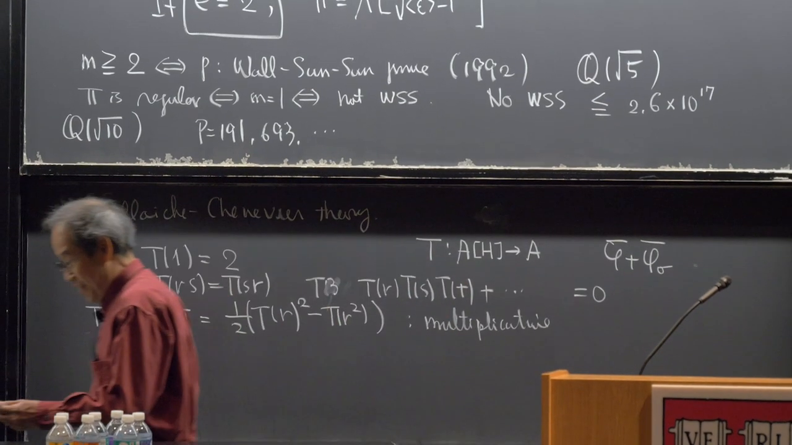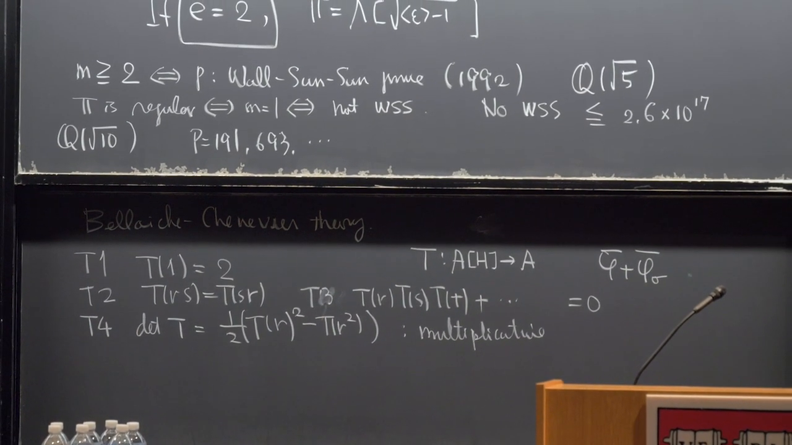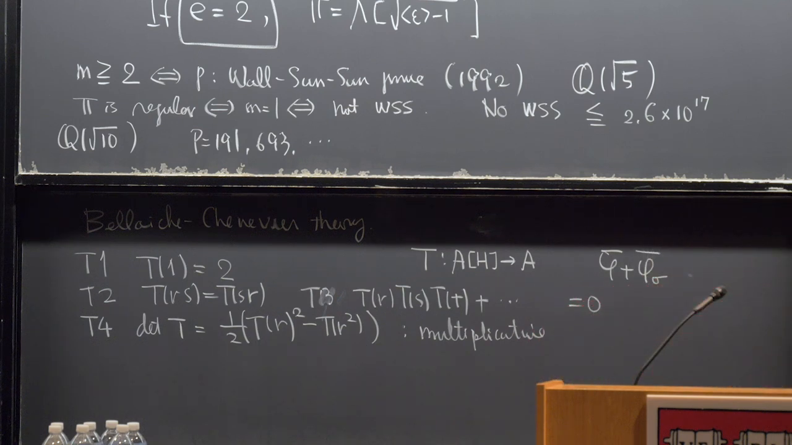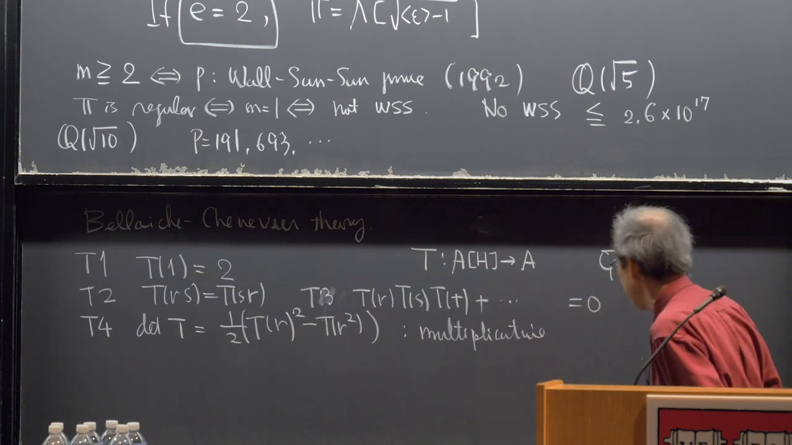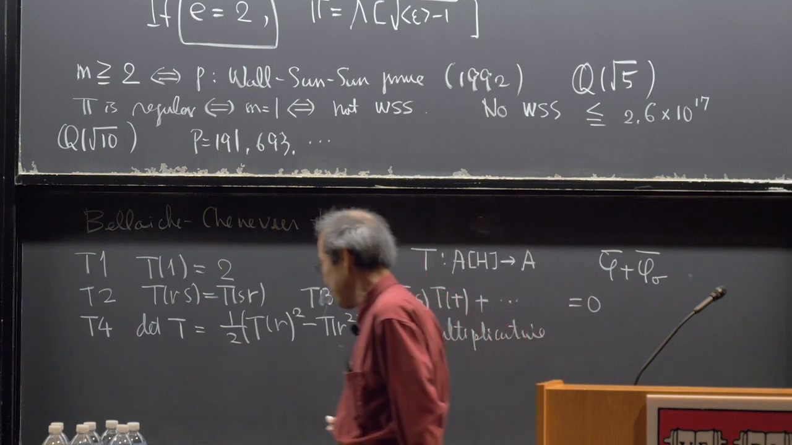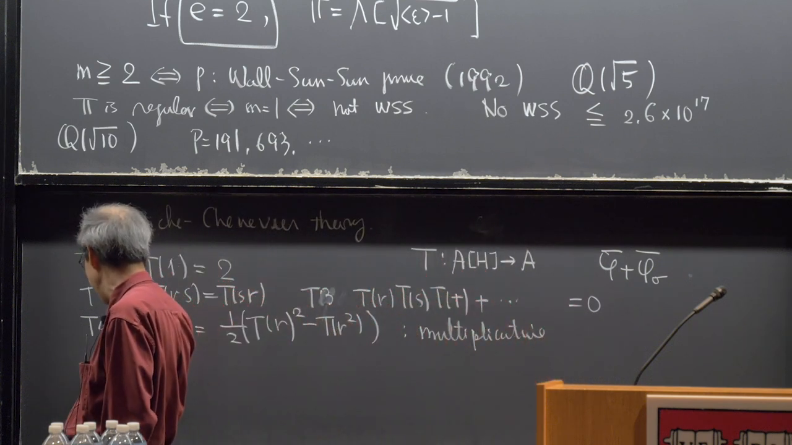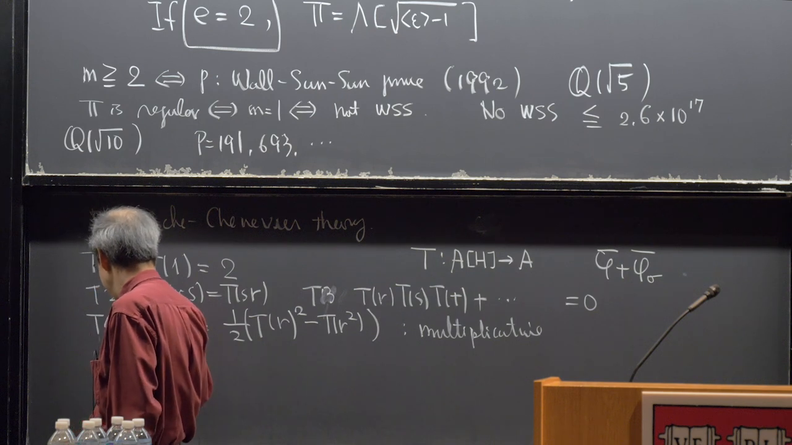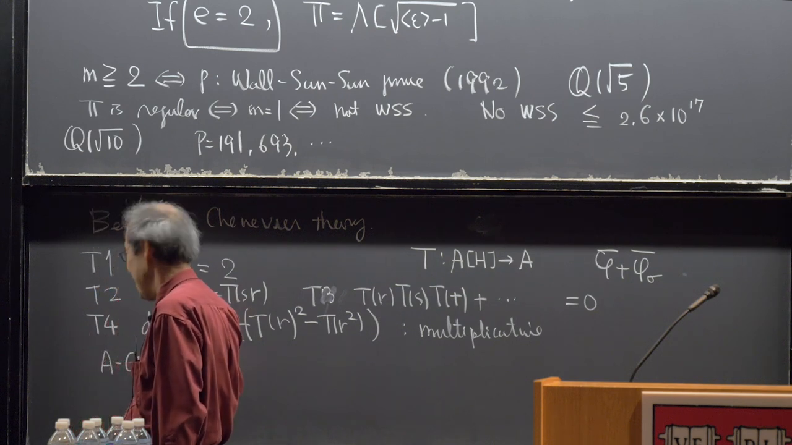Okay, and they studied a slightly more general case. This kind of pseudo-character may not lift to a real two-dimensional representation into GL2 of A, but it would lift to a GMA, a generalized matrix algebra.